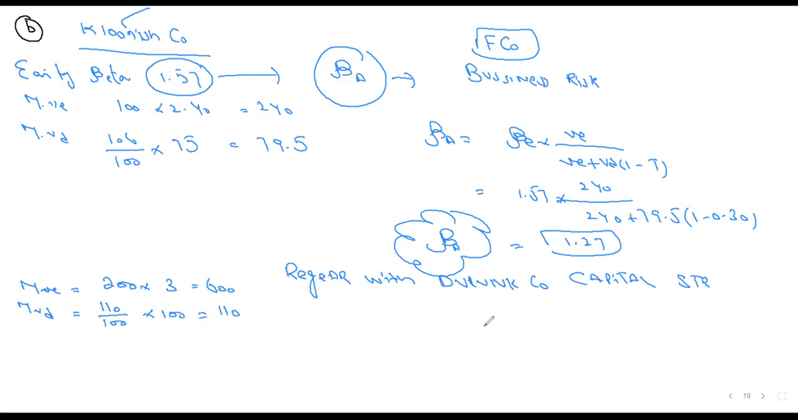Okay, so re-gear this. This we have to find. This is 1.27. This is 600 divided by 600 plus 110 into 1 minus 0.30. What is this X coming? The equity beta is coming as 1.43.